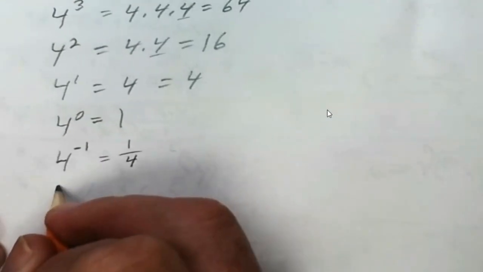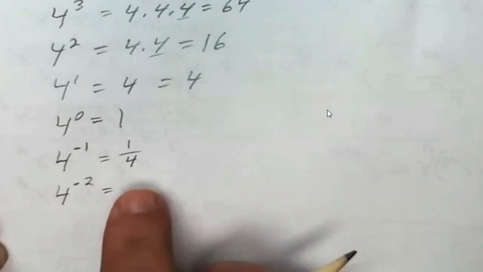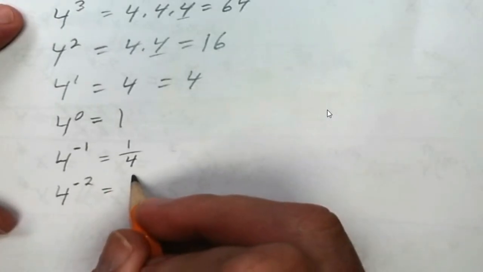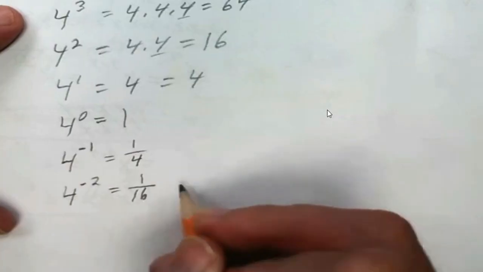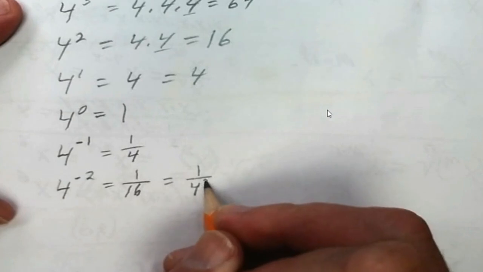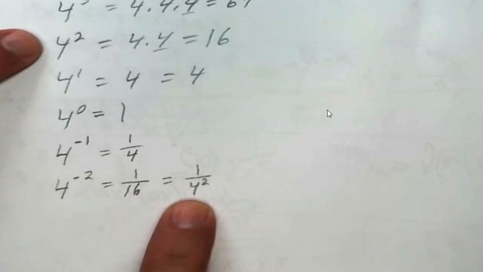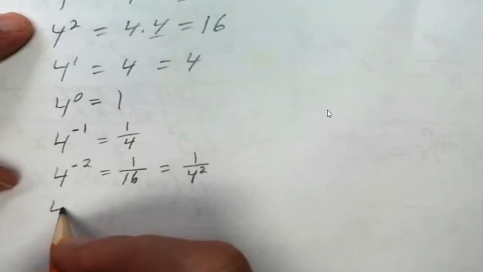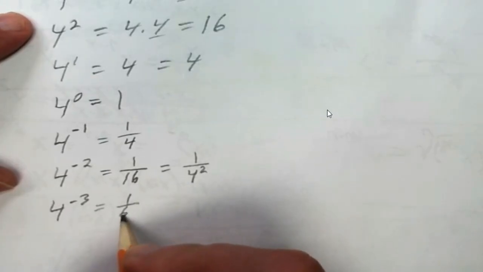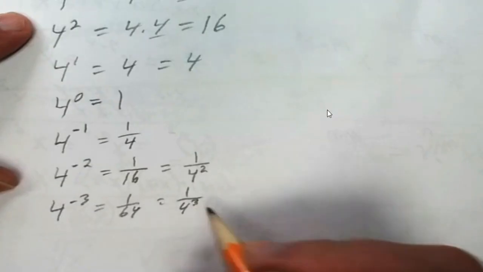What about -2? Well, what's 1/4 divided by 4? It's actually 1/16, which is the same thing as 1 over 4 squared. 16 is 4 squared, right? We saw that up here. And it can continue on as far as you want to go. 1/64, which is the same thing as 1 over 4 to the 3rd power.